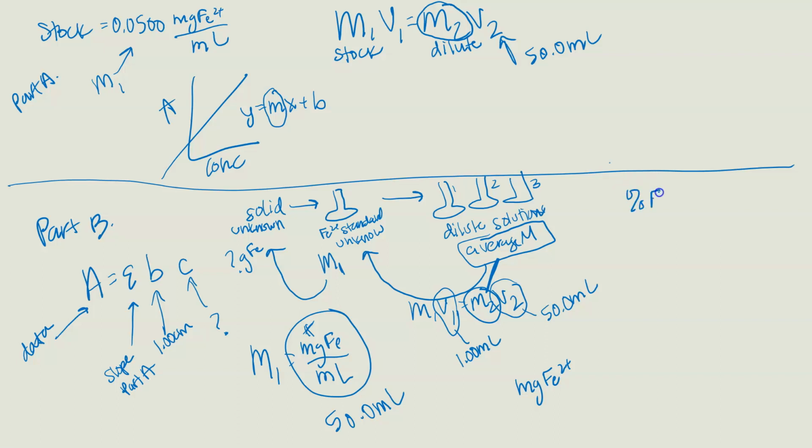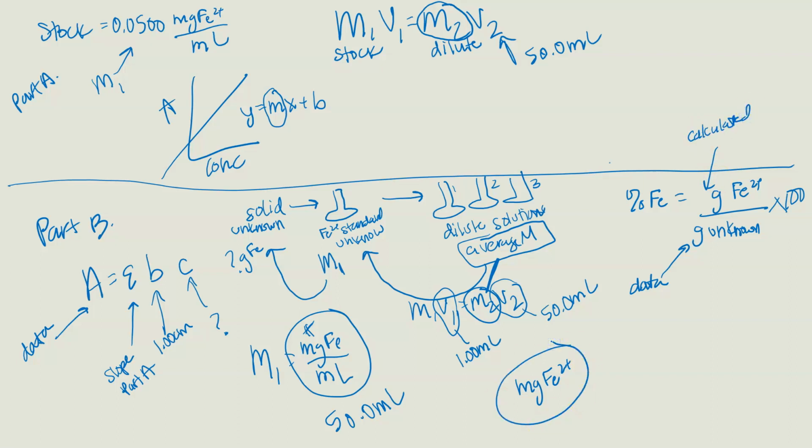So for the percent of iron, what we're going to take is the grams of iron divided by the grams of unknown, times 100. Grams of unknown is a data value. It was number 1. It's the first thing you did in the lab. Grams of iron is a calculated value. Down here, notice you had milligrams of iron. Doesn't take a whole lot of math to turn that into grams.